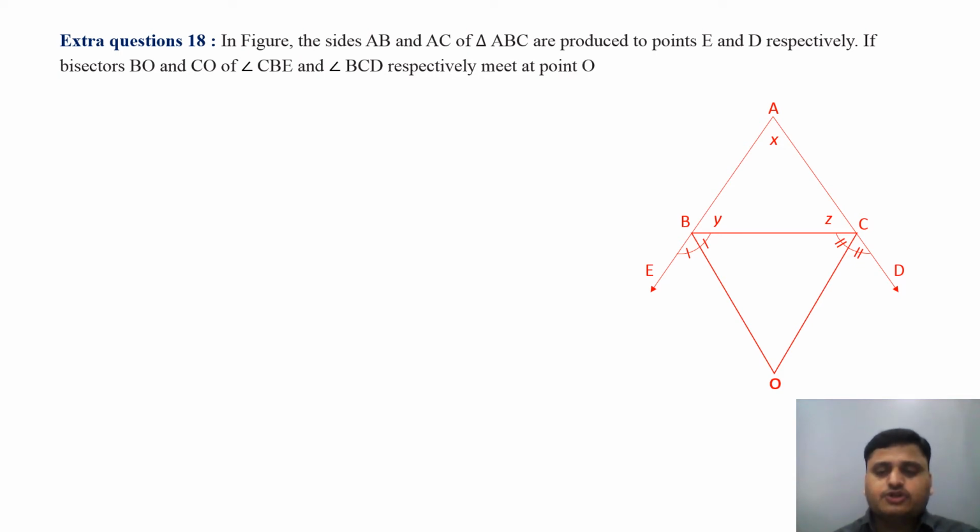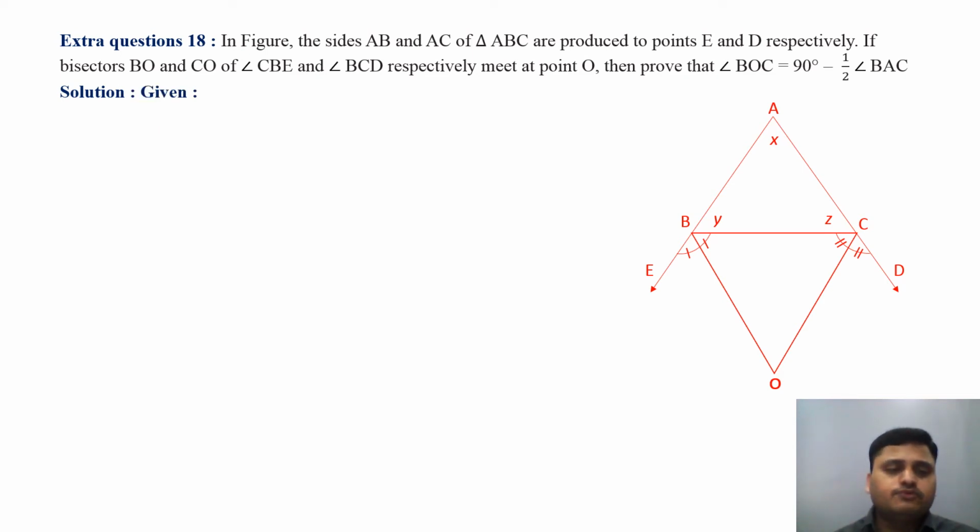So this is the explanation of the figure, and a very important thing: what does bisector mean? It divides the complete angle into two equal parts. So what do we need to prove? We need to prove that angle BOC is equal to 90 degree minus half angle BAC, or angle A. In some books it is written as angle A, half of angle A, or 90 minus half angle BAC.